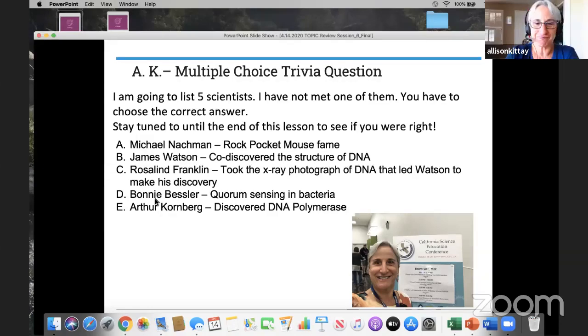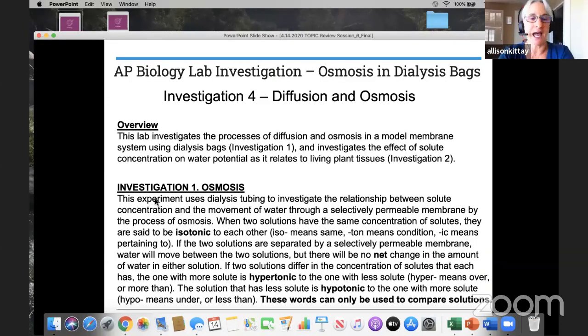All right. So let's take a look at labs now. And there are 3 parts to the diffusion and osmosis lab, which is investigation 4 in the AP Biology lab manual. Ms. Pfizer went through the diffusion part with you yesterday. Today I'm going to take you through the osmosis lab, which uses dialysis tubing, dialysis bags, and then we'll also take a look at the water potential lab that uses potato cells.